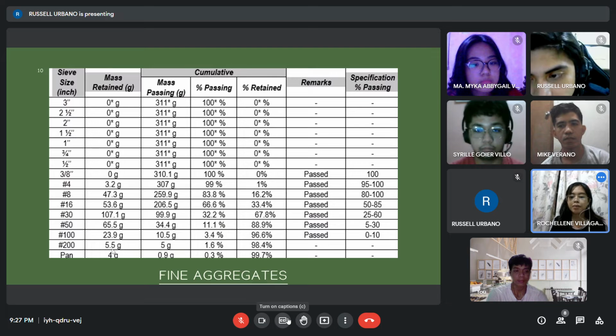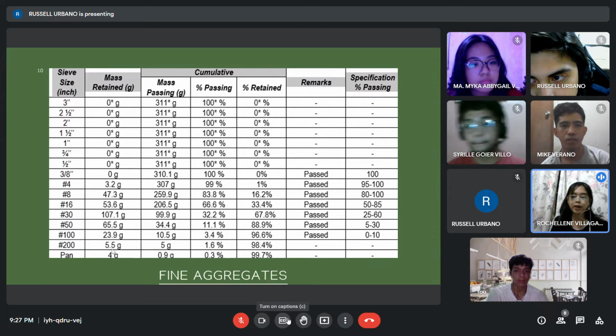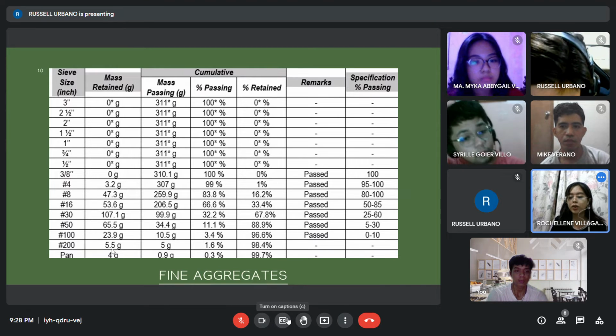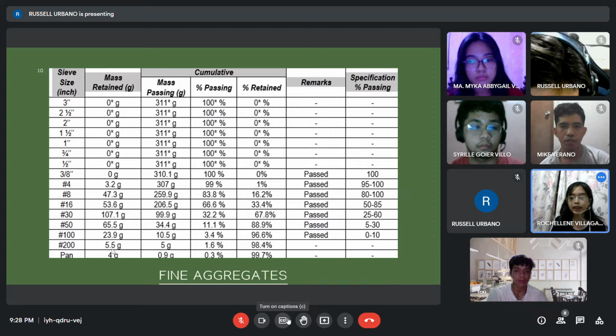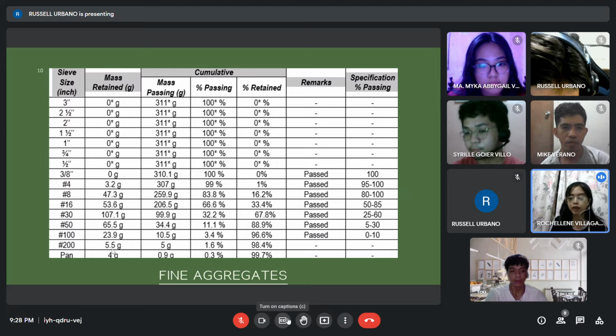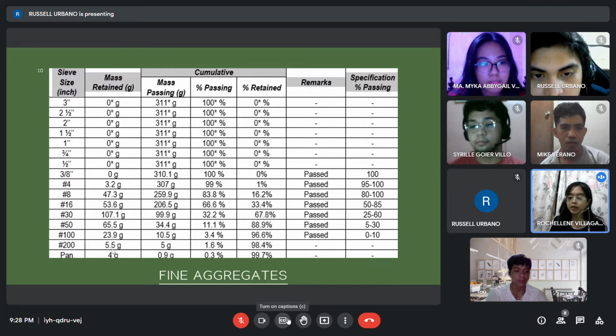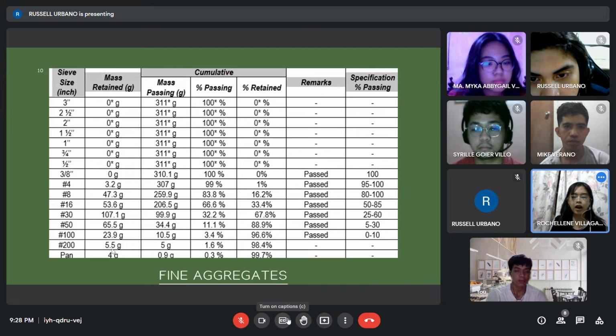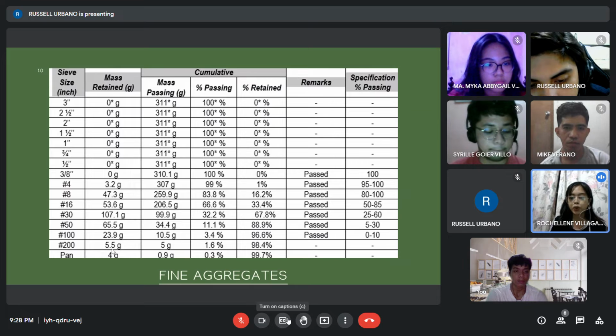Example of getting mass passing is 310.1 grams times 99% over 100 equals 307 grams. It was already rounded off to the nearest tens. Next is 310.1 grams times 83.8% over 100 equals 259.9 grams, and so on and so forth. Also, in getting the percent passing, we use the formula 100 minus the cumulative retained. 100 minus 1 equals 99%, and 100 minus 16.2 equals 83.8%, and so on and so forth.